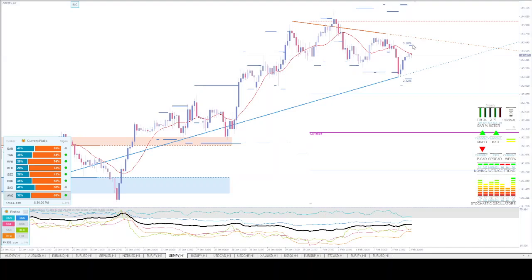Pound yen 143.60, 143.09. We're about at a high level, sideways, and yeah. So there's your monthly pivot as well. So technically we're buy because we're above that.